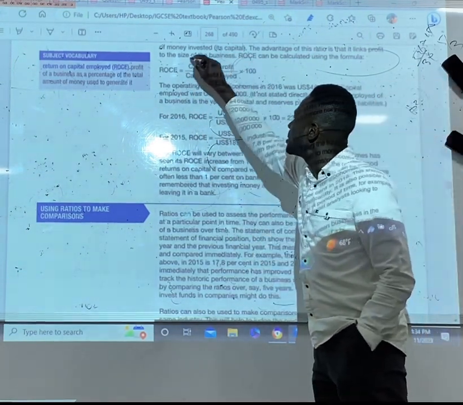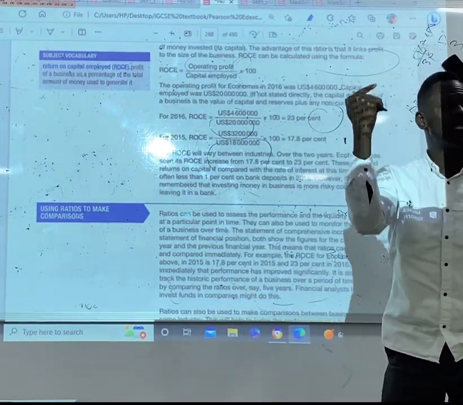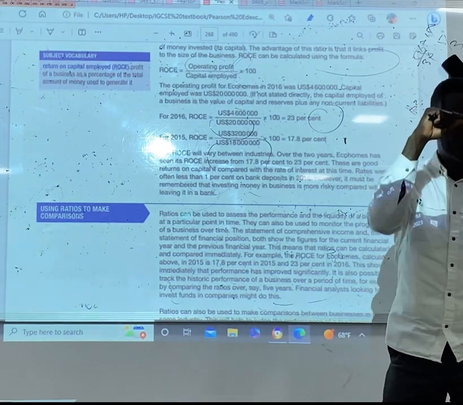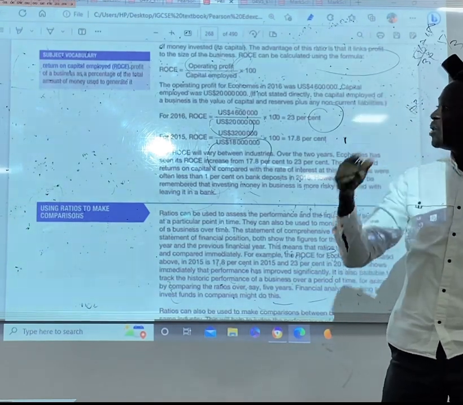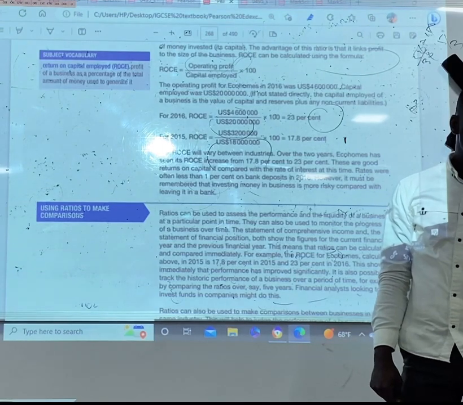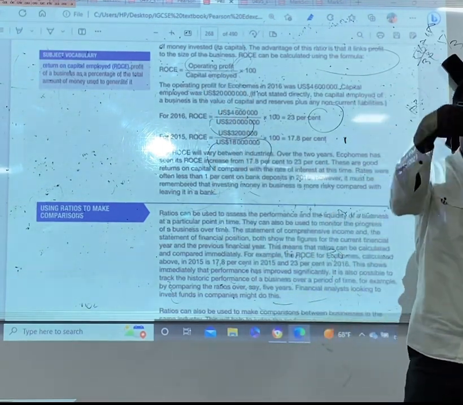They won't give you operating profit immediately. You might be getting the operating profit from your statement of comprehensive income. Yes, you have to figure out the operating profit from your statement of comprehensive income. Then you use it to find your return on capital employed. Your capital employed is already there. You get your capital, the amount of money you invested into the business.